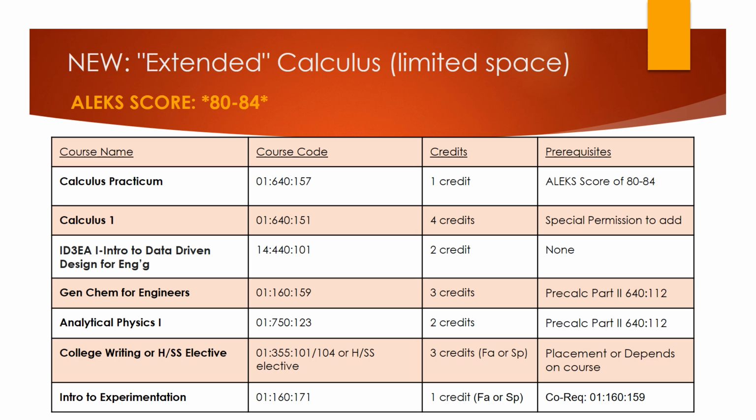Intro to data-driven design for engineers, 440, 101, Gen Chem for engineers, 150, 160, 159, analytical physics 1, 750, 123, and again, college writing or humanities. And then intro to experimentation, fall, winter, spring, so you do not have to take it this semester, but that is an option.